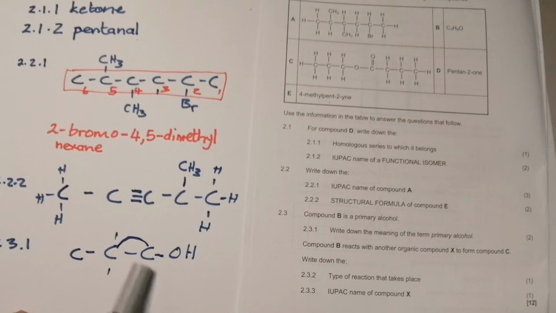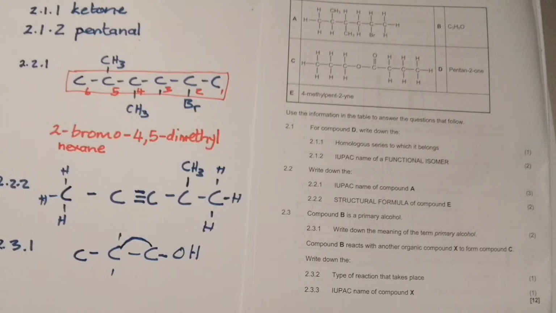Sometimes they just say it's an alcohol that has the hydroxyl group at the terminal carbon, or the carbon at the end. Usually that carbon is the carbon at the end, sometimes referred to as the primary carbon. All right, so that's the definition there.